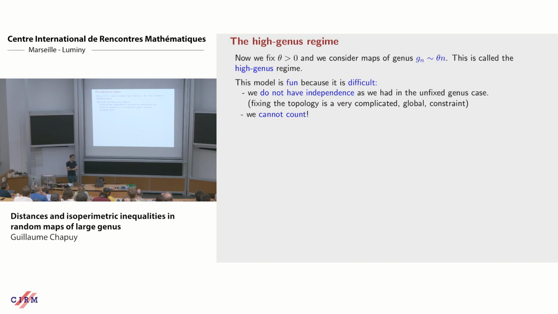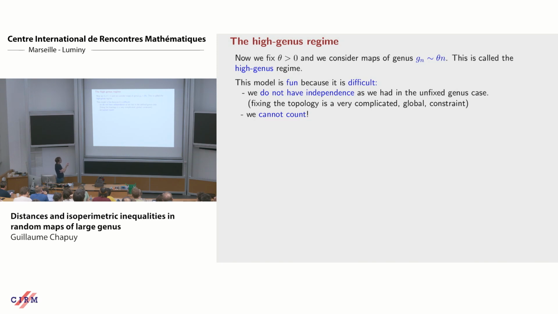Compared to the last thing I said, where you just glue triangles at random, you don't have independence. In the unfixed genus case, things were independent, but here I want to control the topology of the object I get at the end. So even if I want this topology to be very large, I still want it to be atypical compared to the unfixed case. So it will be very hard to control.